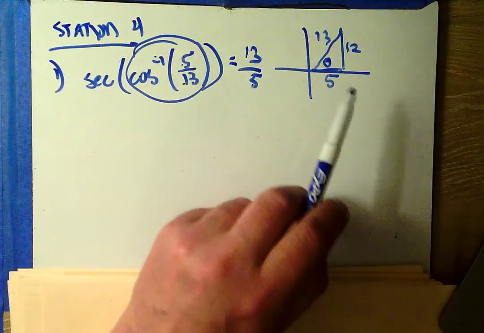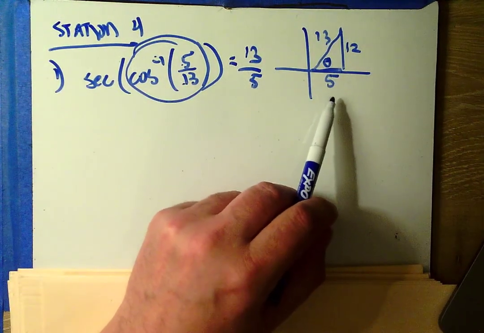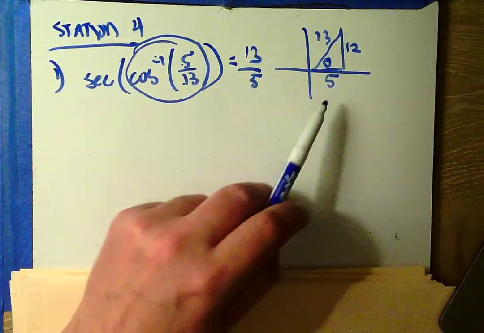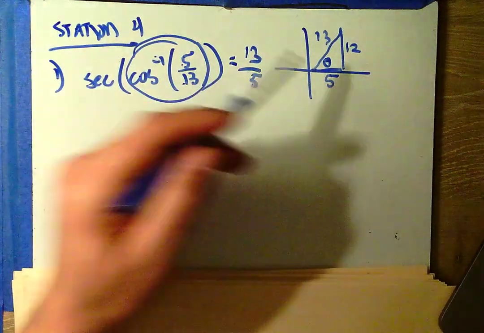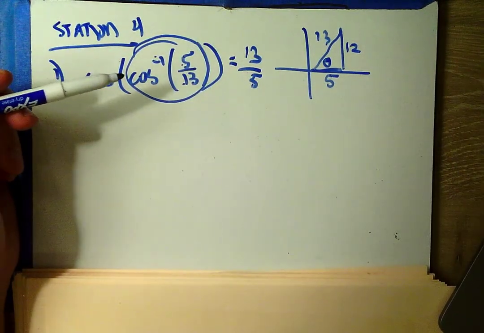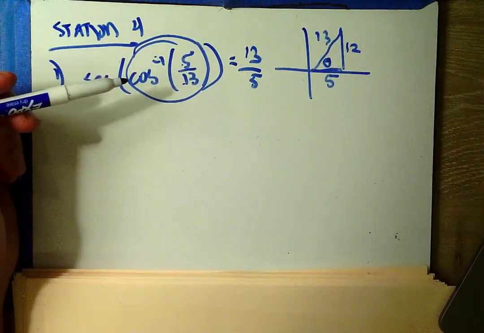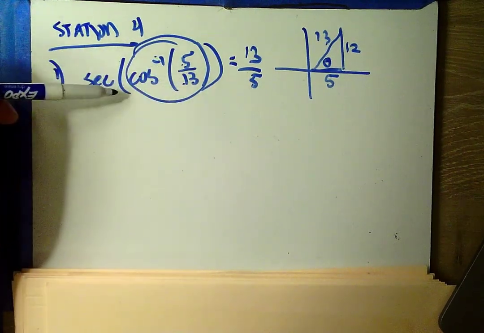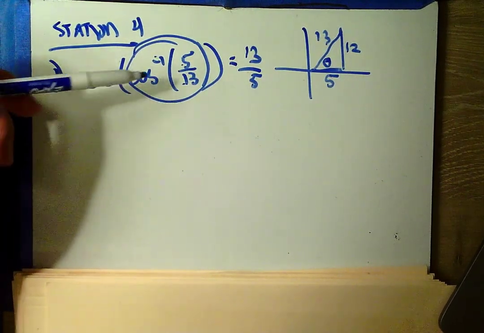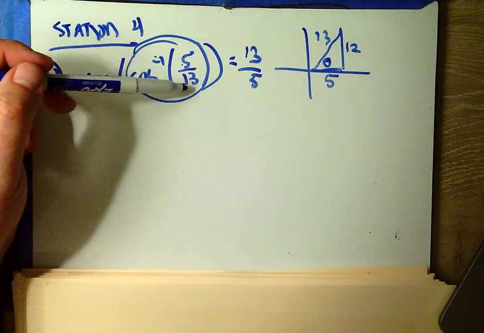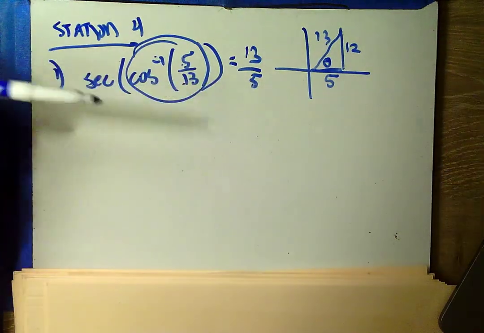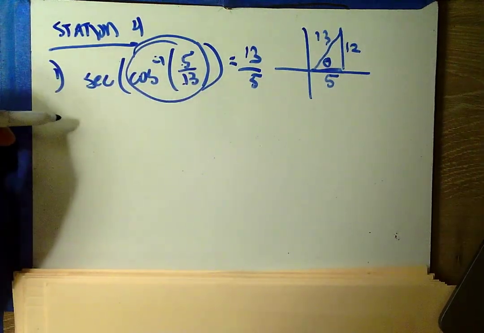So one way to do this problem, I think it's the longer way, is to think about drawing a triangle, labeling, finding the angle, and saying what's the secant of that angle. That's going to be a bulletproof method. It's always going to work. But in this case, because cosine and secant are reciprocals, notice my cosine was 5 over 13, and my ultimate answer, secant 13 over 5, just the reciprocal.